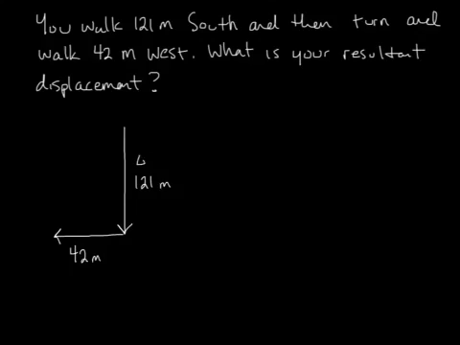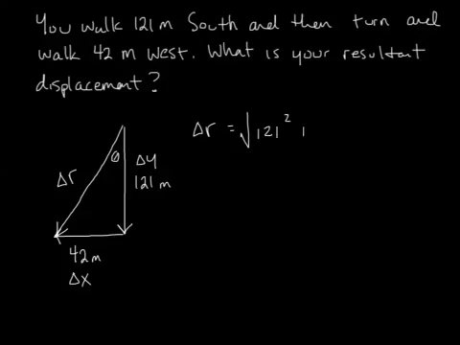And so here is your delta y, and here is your delta x, and we want to find a resultant displacement. And we'll call the magnitude of that delta r. But remember that displacement also has a direction, and so we're going to label this angle where we started theta. And so that theta is going to give us the direction of our displacement. So first of all, to find the magnitude of our displacement, we're going to use Pythagorean's theorem. So delta r has to equal the square root of our delta y squared plus our delta x squared.